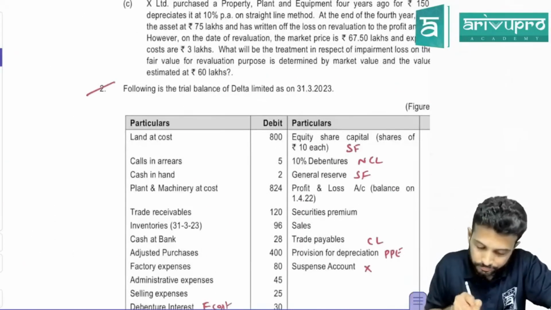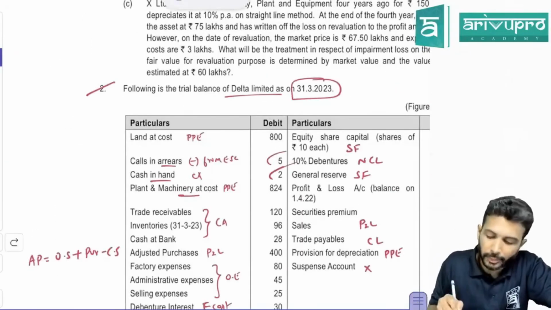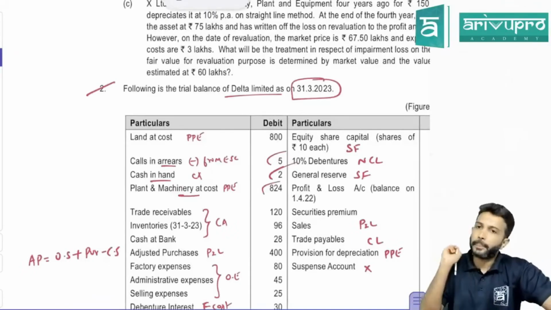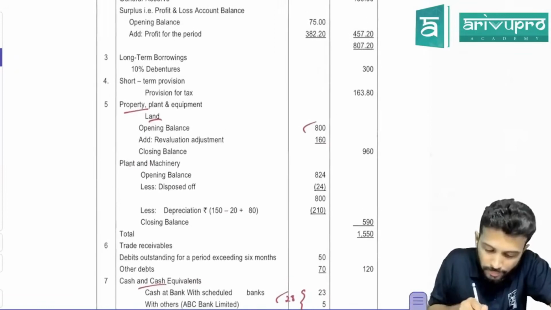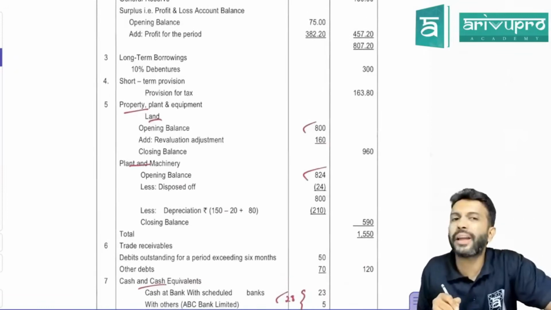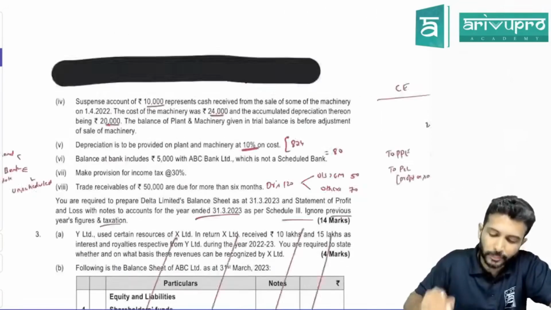What is the next one, sir? Plant and machinery. Plant and machinery will come where? In the PPE working note. In the PPE working note, check, have they taken 824? Yes, this is your PPE working note. Plant and machinery is shown at 824. Other things, we'll see later.